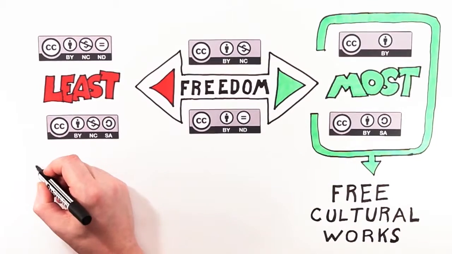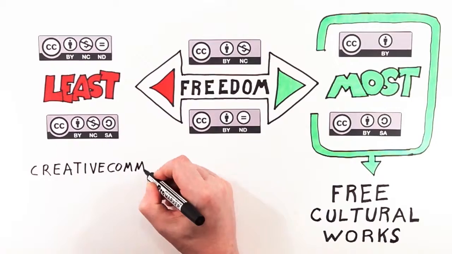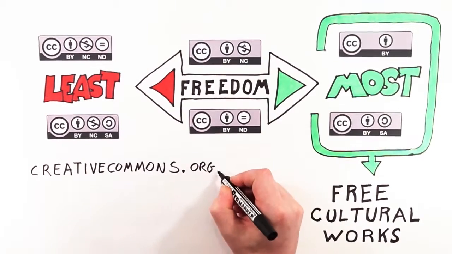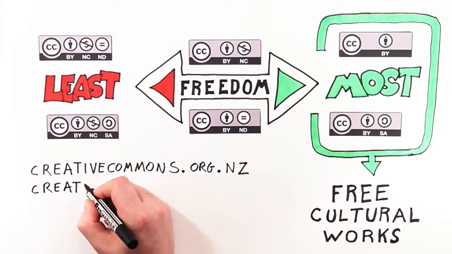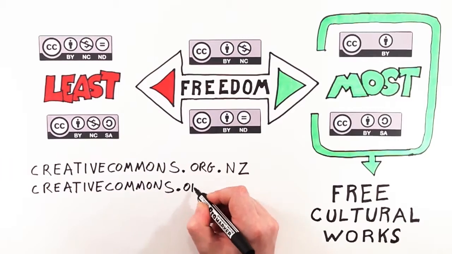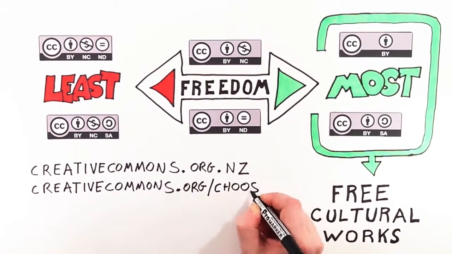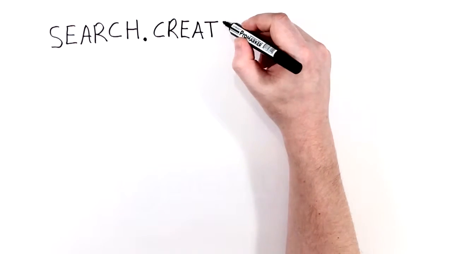To choose and apply one of these licenses, and to view their terms in more detail, visit us at creativecommons.org.nz. Or you can answer some questions to help you decide which license best suits your needs at creativecommons.org/choose.